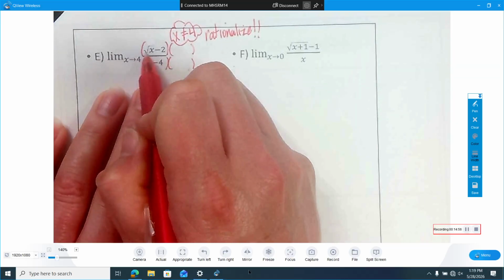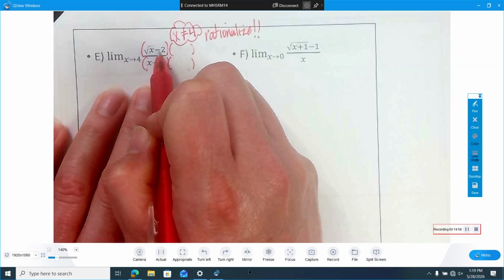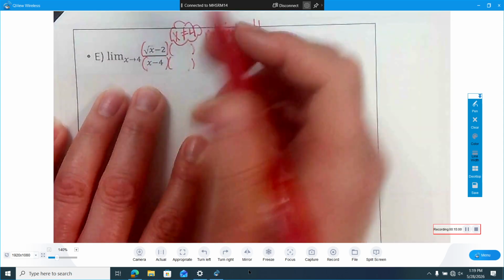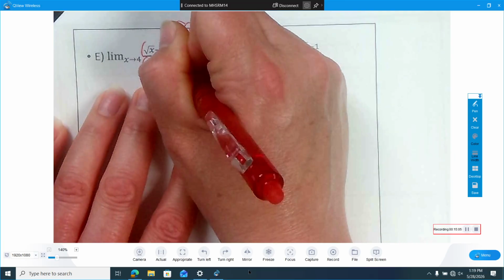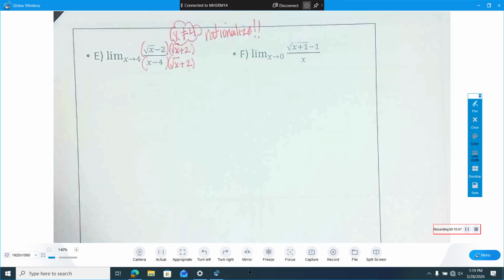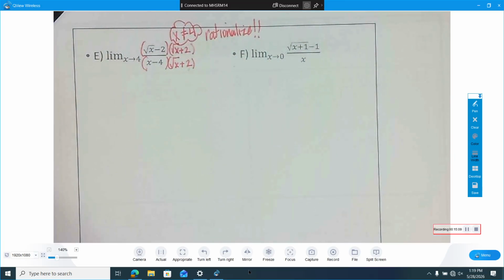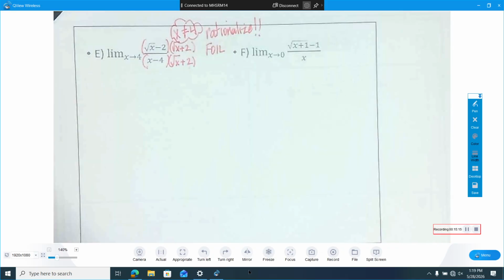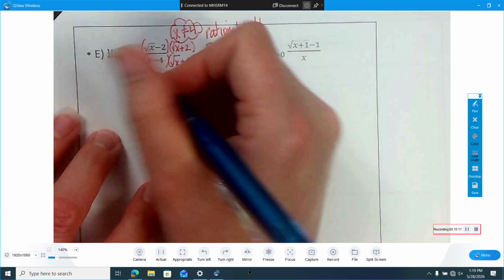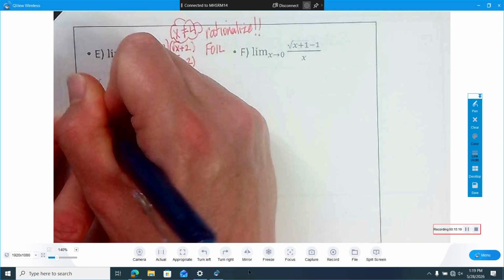What is the conjugate of the square root of x minus 2? Plus 2. Yeah, square root of x plus 2. So we're going to multiply top and bottom by the square root of x plus 2, which can get complicated, but this is the math. So we're going to go ahead and FOIL these two things together, and we're going to see what happens here. So I still have my limit notation.